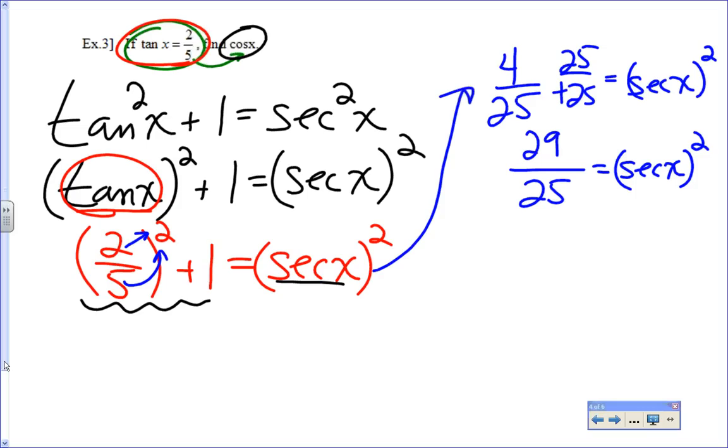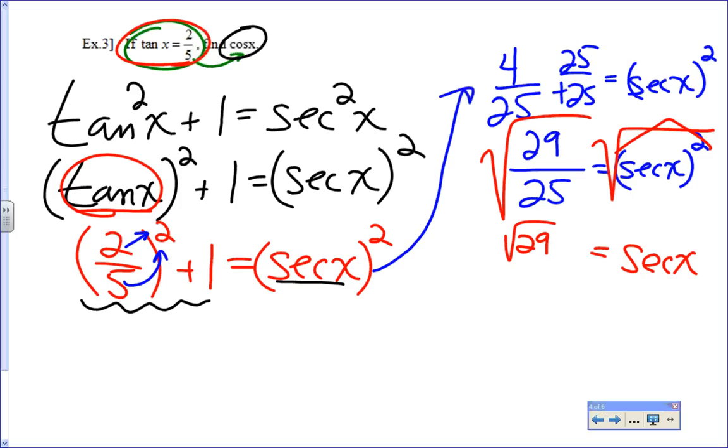It's still squared. How do we deal with that? Square root. Over here, there we go. So secant of x equals. Now the nice thing also with square rooting is you can take the square root of fractions with the numerator and denominator separate. So the top is the square root of 29.